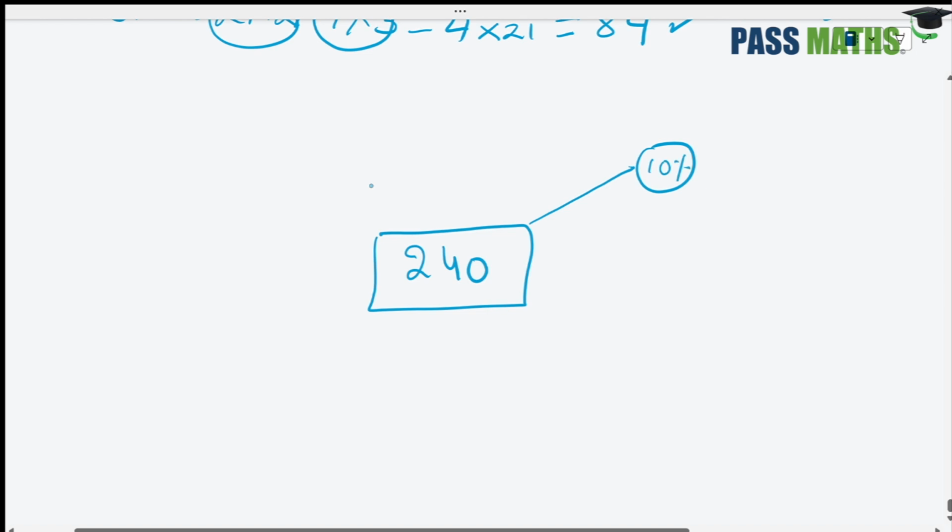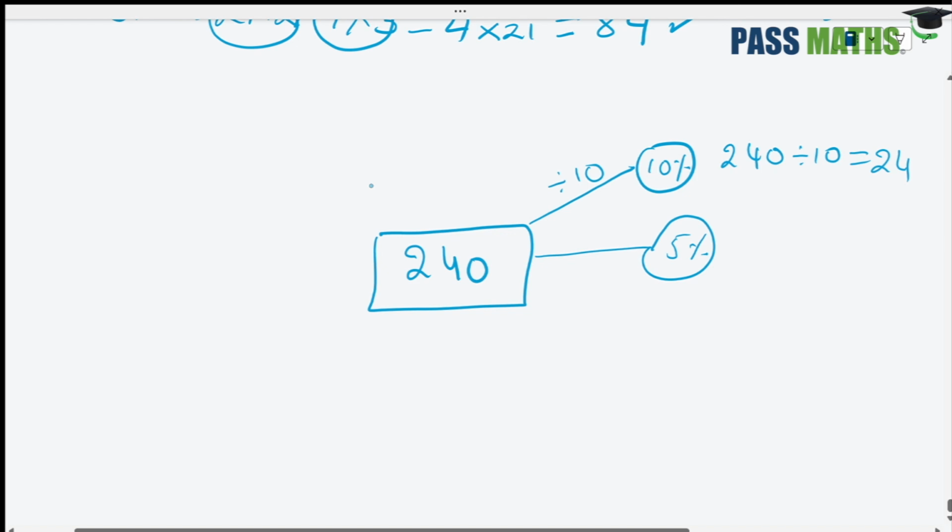10% means you divide by 10. So 10% of 240 will be dividing 240 by 10. That will give you 24. That's 10% done. Let's now find 5%.